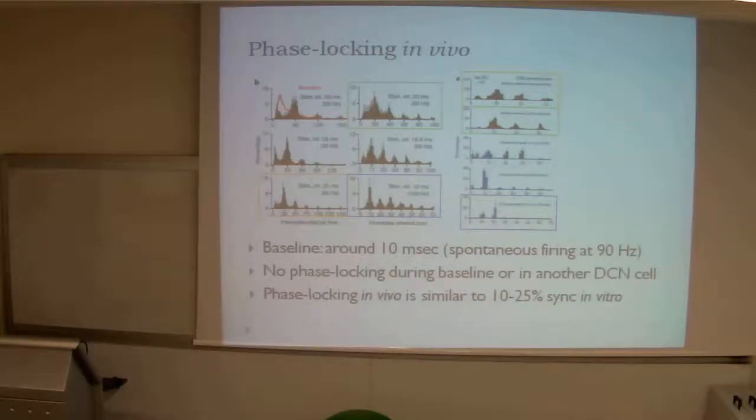What they concluded is that the in vivo results are most similar to synchronization in vitro around 10 to 15%. So even though they only showed 50, the results you see on the left are probably closest to 10 or 25% synchronicity.